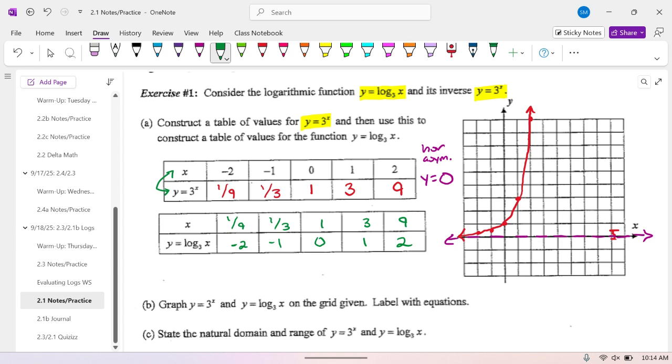So I'm going to take a minute and graph it. Now, note, the horizontal asymptote does not apply to the log function. So it's going to cross the horizontal asymptote. The horizontal asymptote only applies to the exponential. So I have 1/9, -2; 1/3, -1; 1, 0; 3, 1; and then 9, 2. So my log graph will look like this.